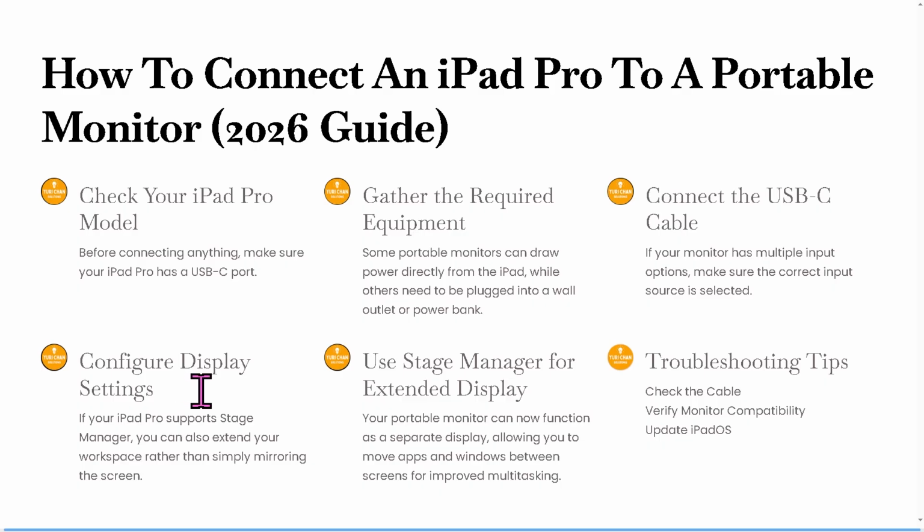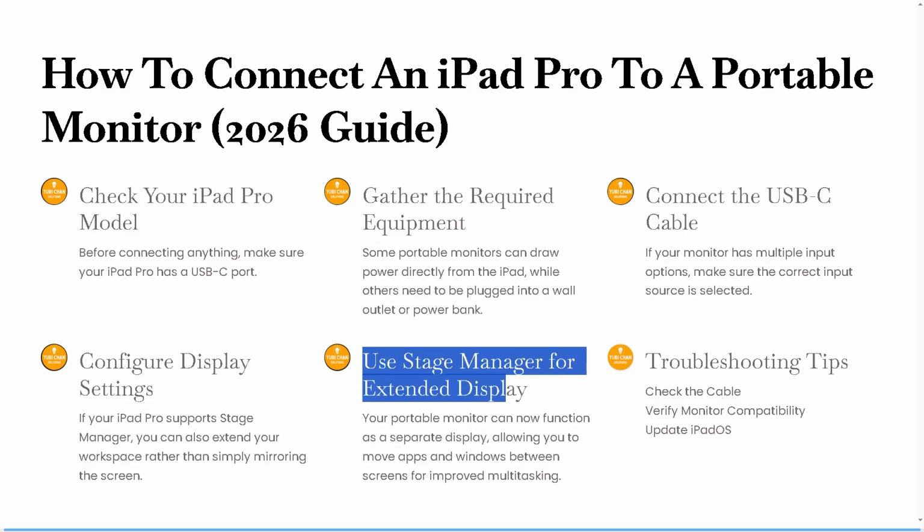Now, if your iPad Pro supports Stage Manager, you can also extend your workspace rather than simply mirroring the screen. And then you need to use Stage Manager for extended display. For supported iPad Pro models running recent versions of iPadOS, open the Control Center, enable Stage Manager, and connect the monitor if you haven't already. Your portable monitor can now function as a separate display, allowing you to move apps and windows between screens for improved multitasking.